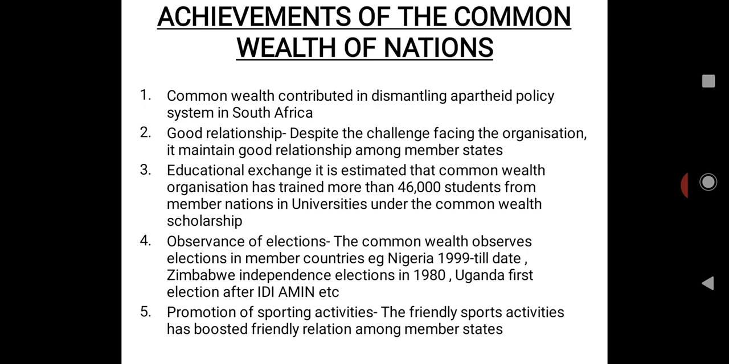And another achievement of Commonwealth of Nations is promotion of sporting activities. Like we mentioned earlier, the friendly sporting activities has boosted friendly relationship among member states.